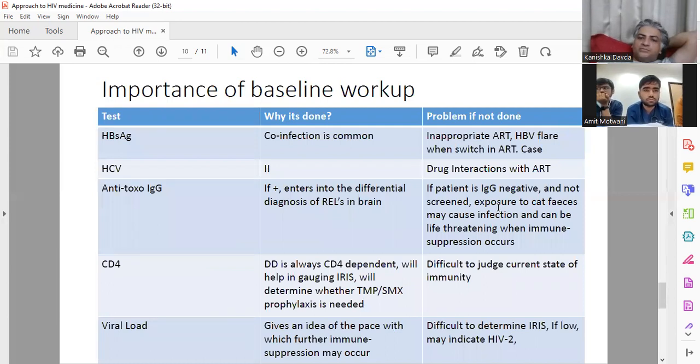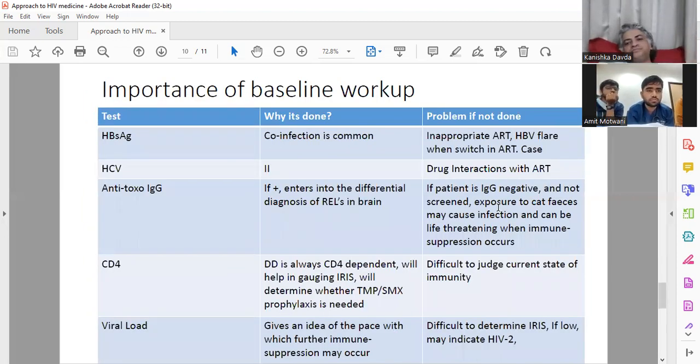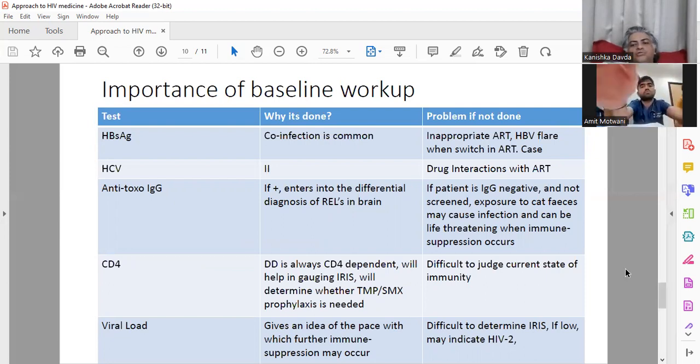So in baseline workup, what do we do and why do we do it? Okay, these are all the things we do in baseline workup and why we do them. So any person with HIV, I first write all these things, right?